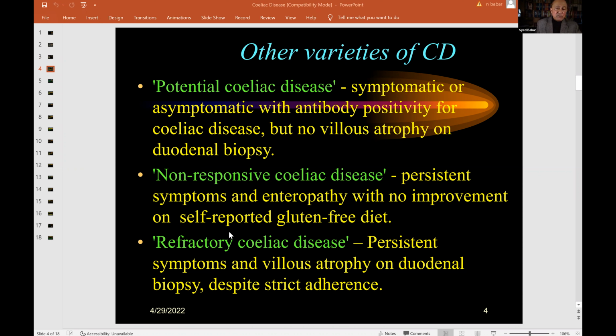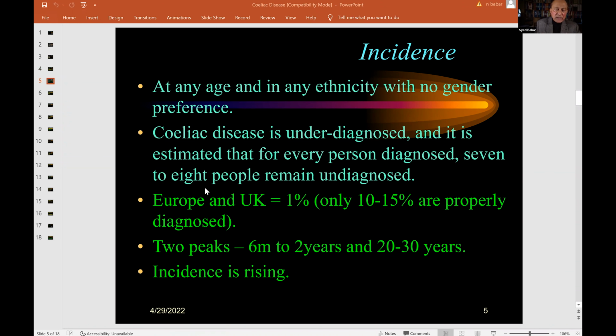And also, with the best of efforts in avoiding gluten, if the person continues to have symptoms and the endoscopy and the histology suggests villus atrophy, then there could be refractory celiac disease, and additional features of celiac disease should be investigated. About 1% of people in the UK have celiac disease, but of this, only almost 10 to 15% are positively diagnosed. And celiac disease occurs in two peaks, 6 months to 2 years, and between 20 to 30 years. The incidence is rising.